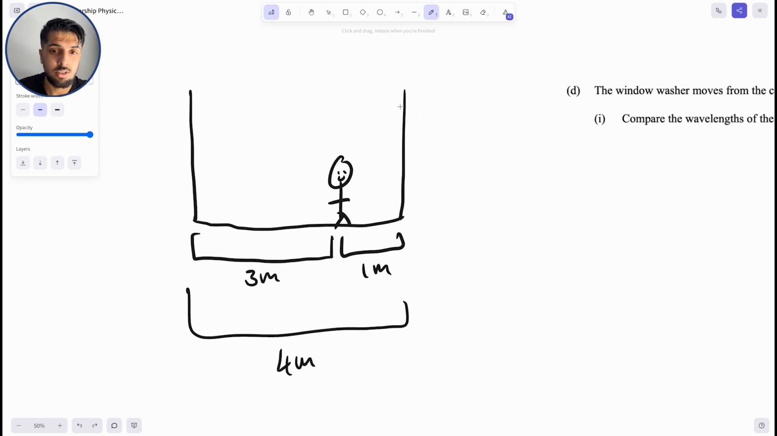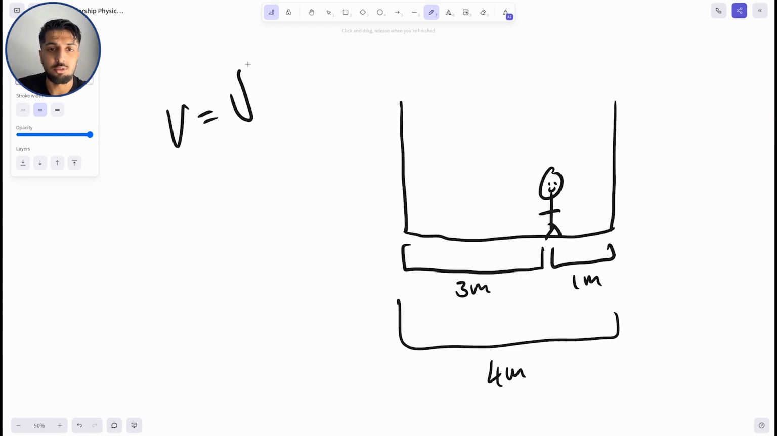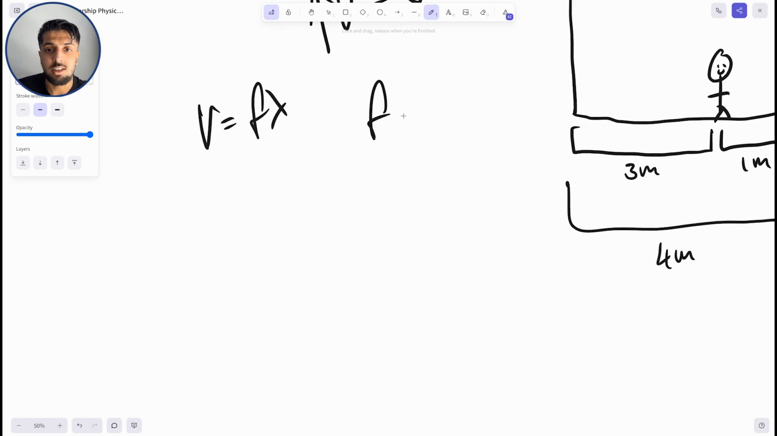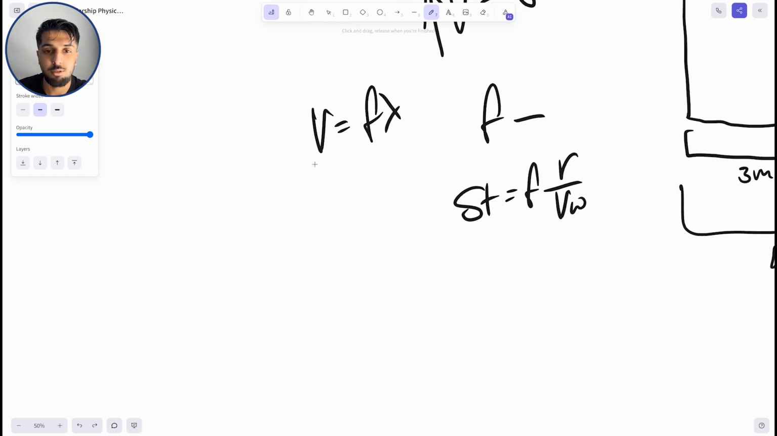Now explaining this in words, because the window washer has moved slightly towards this side right here, the tension in this rope will increase, and therefore as V is equal to the square root of tension over mu, if tension increases, then the wave velocity must also increase. As V is equal to f lambda, and frequency is constant because St is equal to f r all over Vw, because St remains constant, therefore frequency must remain constant, and therefore if the wave velocity increases, then the wavelength is the only thing that can also increase.